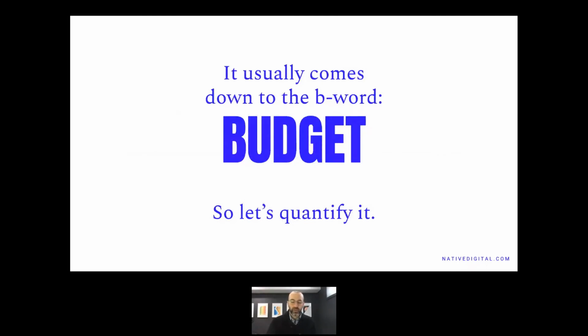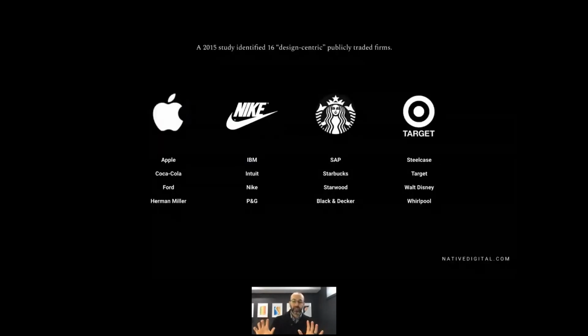And so without an ability to quantify design, you're probably never going to have enough budget to justify having strong design. So let's just look at it from a very high level. We're going to step out of marketing for a second. Just look at design with a capital D. In 2015, there was a study that really caught my attention. There was a firm that looked at the 16 most design-centric publicly traded firms. So brands that you would expect, like Apple, Nike, Starbucks, Target, like we all know that they prioritize design. It's very clear. Every touch point you see, very well designed.